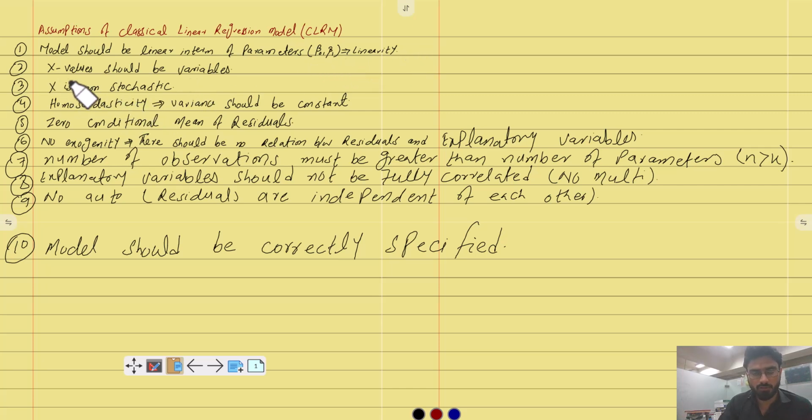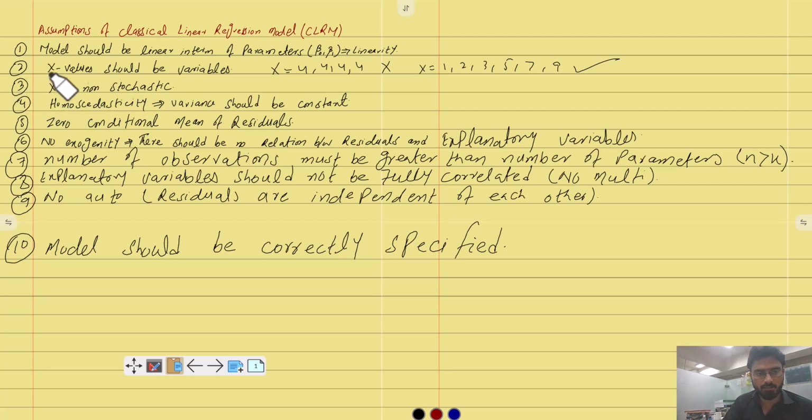The second assumption of the classical linear regression model is that x values should be variable. So x values should not be constant. It means if we have x values 4, 4, 4, 4, then we cannot predict the values of y on the basis of x. It should not be this. If x equals 1, 2, 3, 5, 7, 9, 10, then we are able to find out the values of y on the basis of x. So x values should be variable.